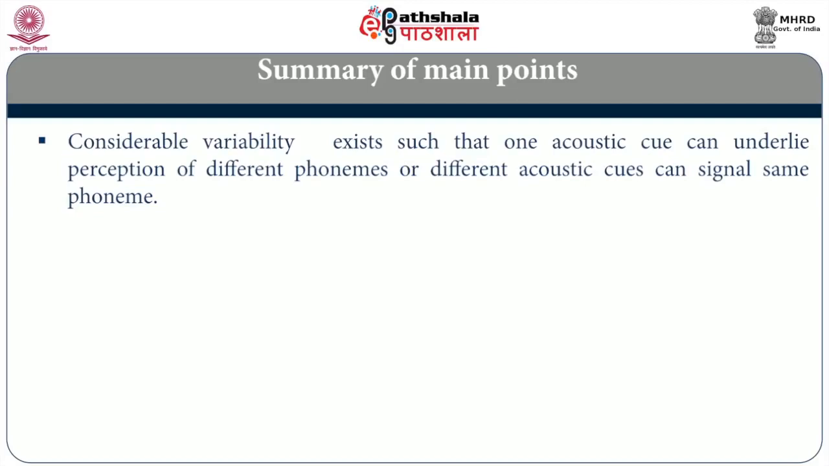So, this brings me to the summary of my lecture today. There are just 4 or 5 points. I will just repeat them. There is considerable variability among acoustic cues that underlie perception of different speech sounds. That is, there is no one acoustic cue relating to one phoneme and the other way around also. You can have one phoneme with many acoustic cues, or you can have one acoustic cue for many phonemes. So, there is a lot of variability.